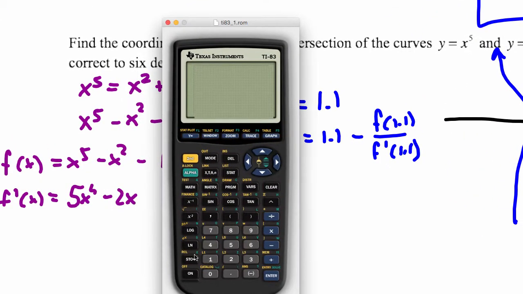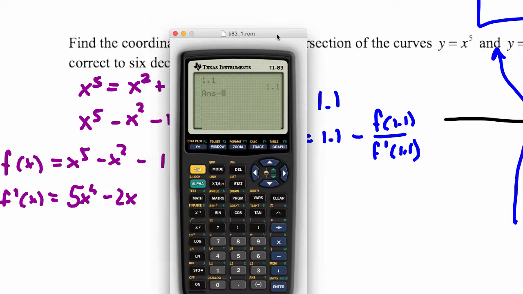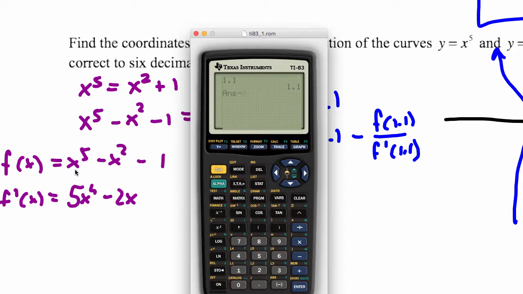Now, the first thing I want to do is get 1.1 into my calculator. So I can just put 1.1 and hit enter, and there you go, I got 1.1. Now I have it as my answer. So the next thing I have to do is take that amount and subtract this. So I can just hit minus, at least on this calculator. Most of them should do that. It says answer minus f of 1.1. So I want to put 1.1 in here.